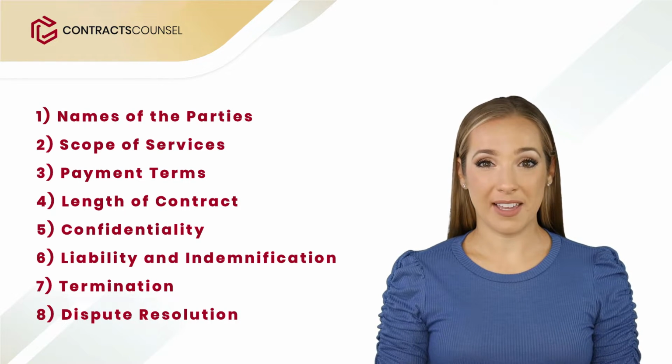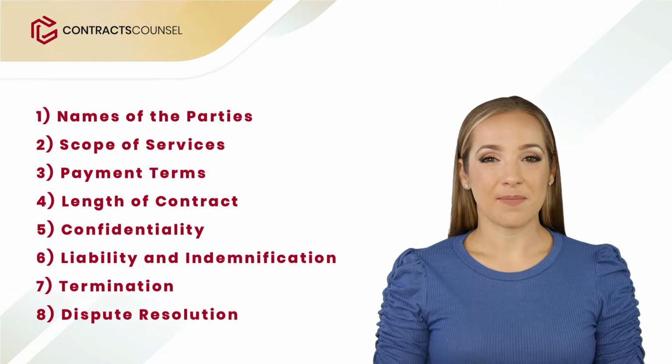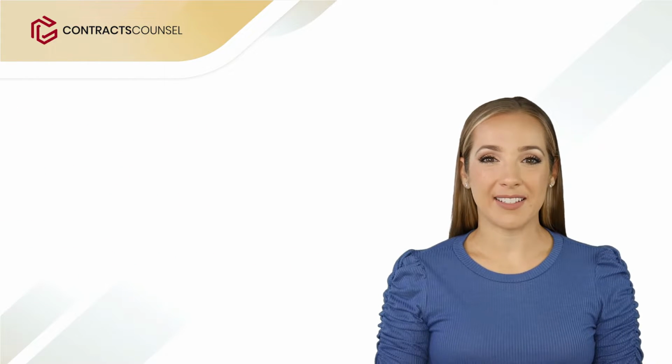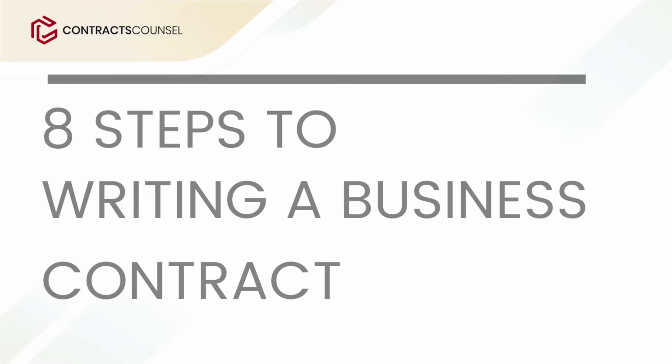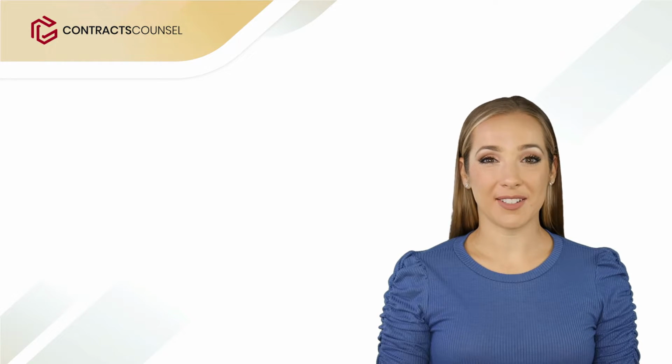7. Termination. This sets rules on how to get out of the contract. 8. Dispute resolution. This details the procedure the parties can take in the event of a dispute. 8 steps to writing a business contract. Here is a list of 8 steps you can follow to draft your business contract.